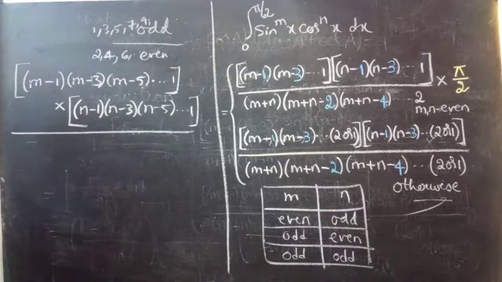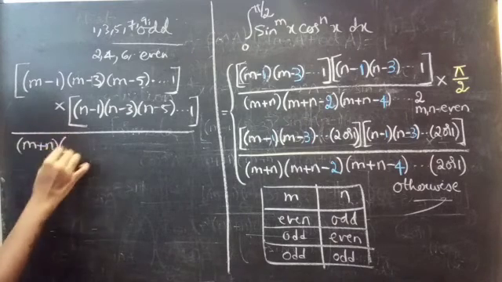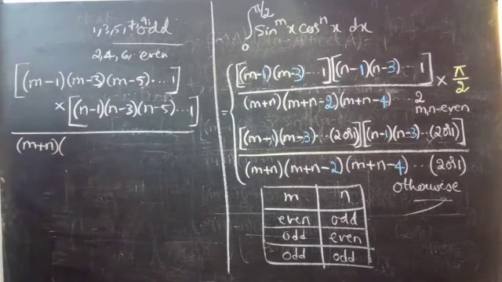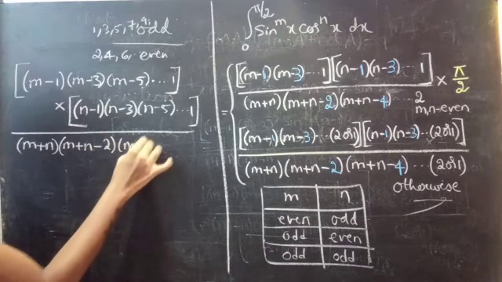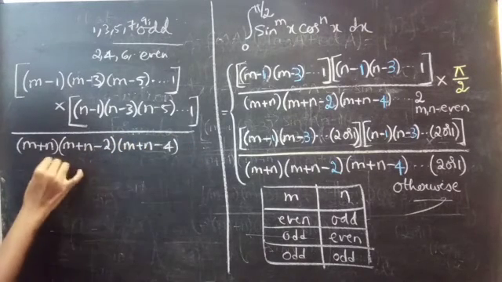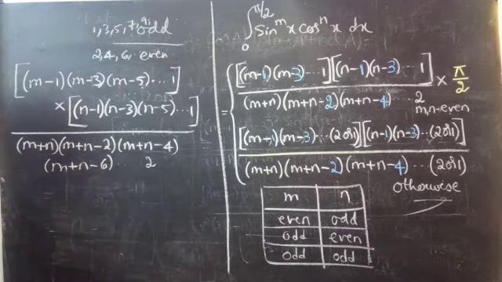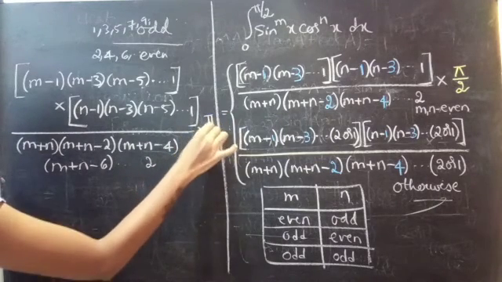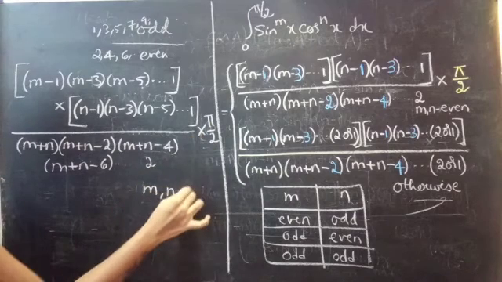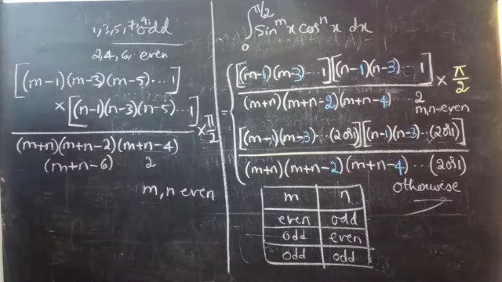m plus n into, now what we have to do? We have to subtract the even numbers in the denominator. m plus n minus 2, m plus n minus 4, m plus n minus 6 and so on to 2. Okay. Into pi by 2 when m and n are even. We'll multiply with pi by 2 when m and n are even.